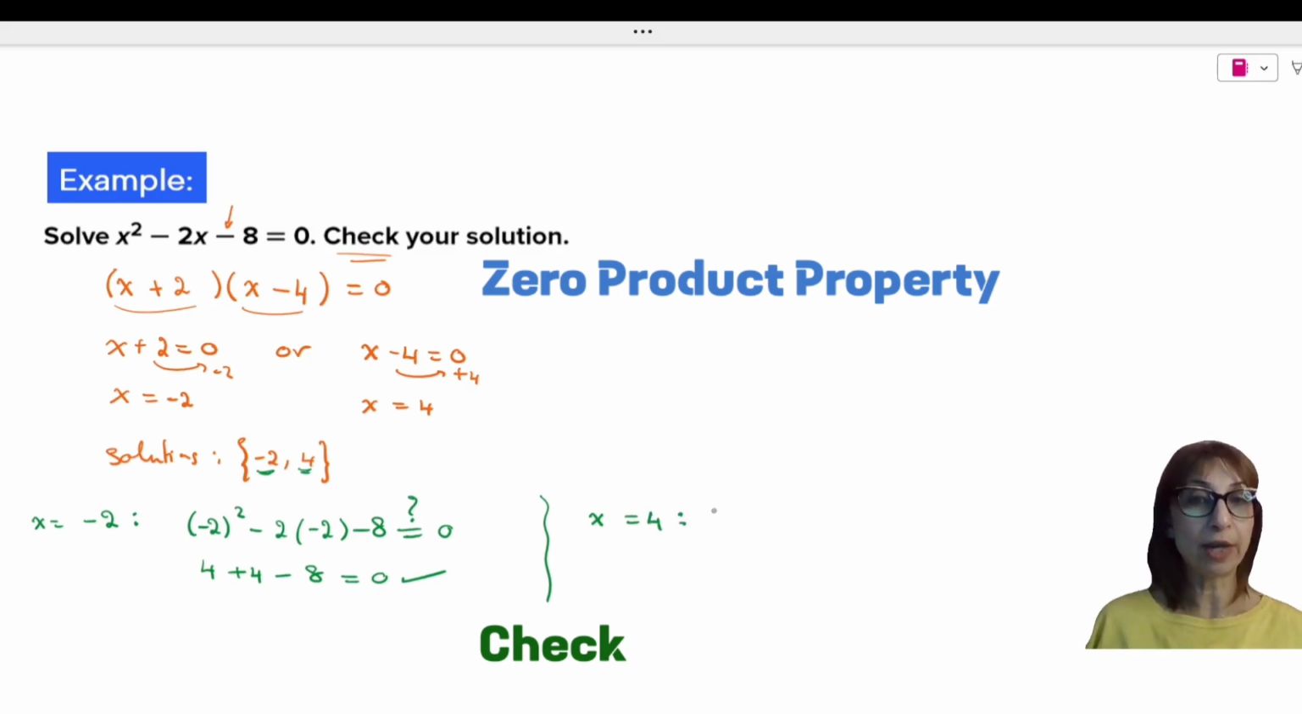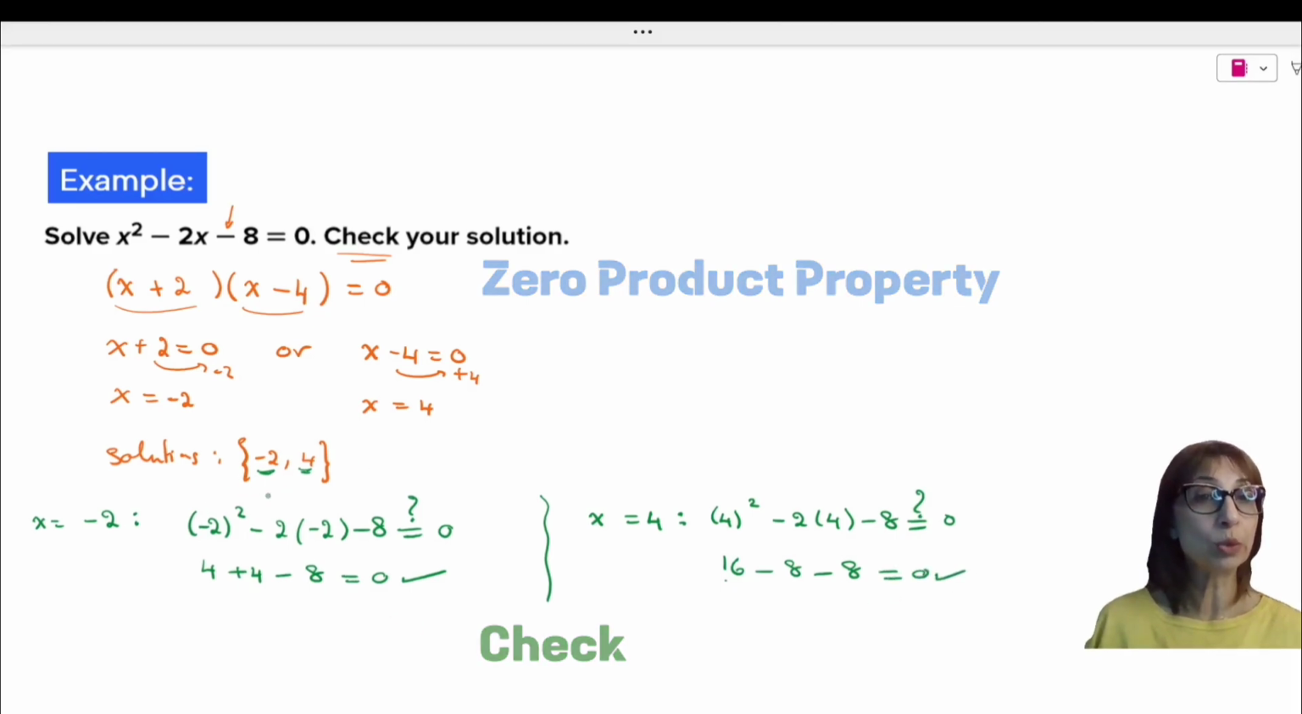So here we have x squared, that is 4 squared, minus 2 times 4 minus 8. Is it equal to 0 or not? 4 power 2 is 16, minus 2 times 4 is 8, minus 8. Of course, 16 minus 8 is 8, 8 minus 8 is 0, and this is also correct. So my solutions are right.